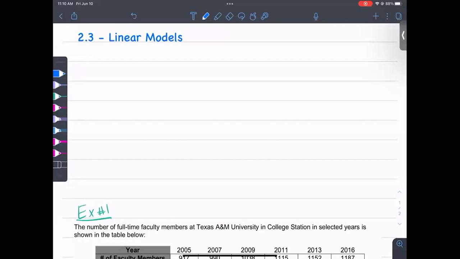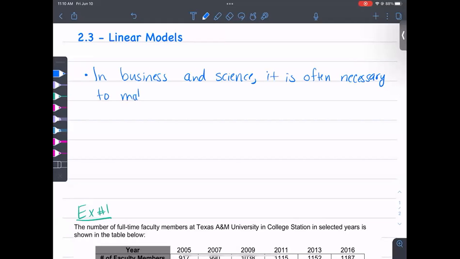Section 2.3 brings us to the idea of linear models. So just to give you the reasoning behind doing this: in business and science, it is often necessary to make judgments based on past data. And our linear modeling will help us do this.